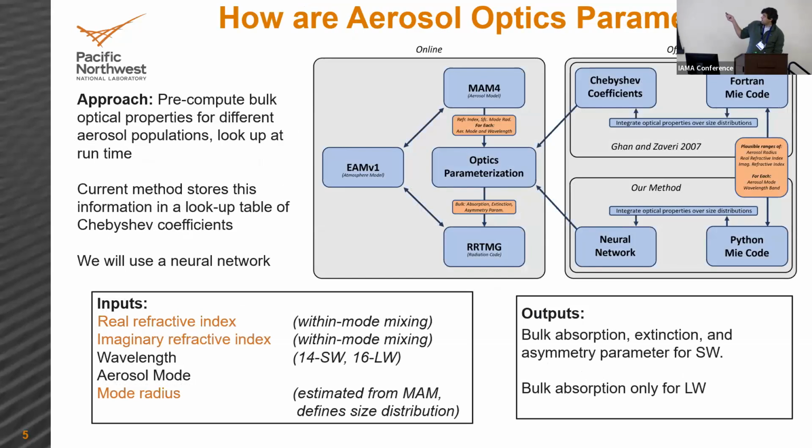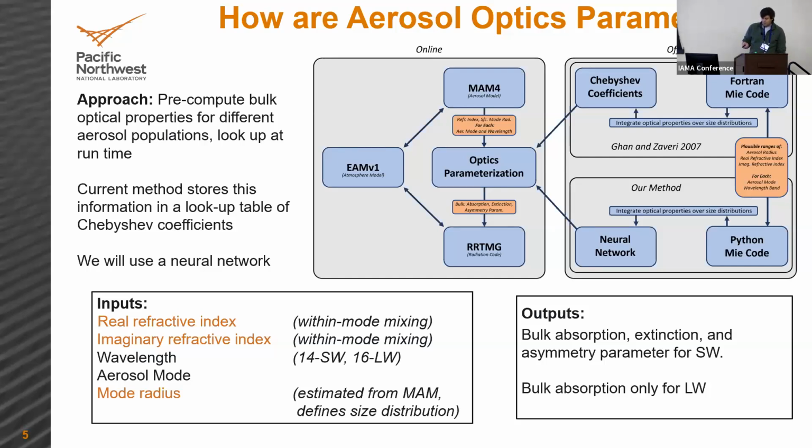So this is a diagram kind of explaining how this parameterization works. The approach that's currently used is essentially just a large lookup table. The idea is you can pre-compute bulk optical properties of a bunch of different plausible aerosol populations, and then look up their properties at runtime in this lookup table and just do interpolation within that lookup table.